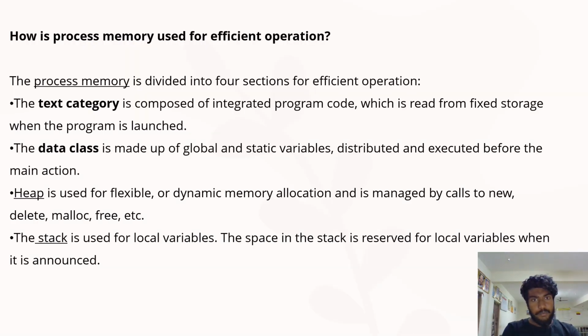How is process memory used for efficient operation? The process memory is divided into four sections for efficient operations. The text category is composed of the compiled program code, which is read from fixed storage when a program is launched. The data section is made up of global and static variables, allocated and initialized before the main action.